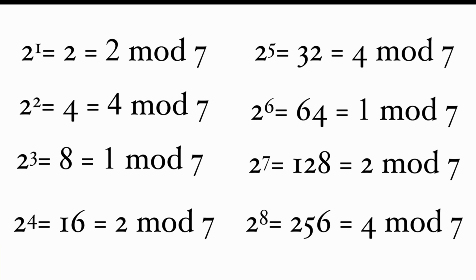Well, can you see the pattern already? The remainders are 2, 4, 1. Then 2, 4, 1, 2, 4, 1. We've got a pattern of 2, 4, 1. Then it repeats with a period of 3, just 3 digits, and it ends in 1. Isn't that remarkable? And it was Euler that figured this stuff out.